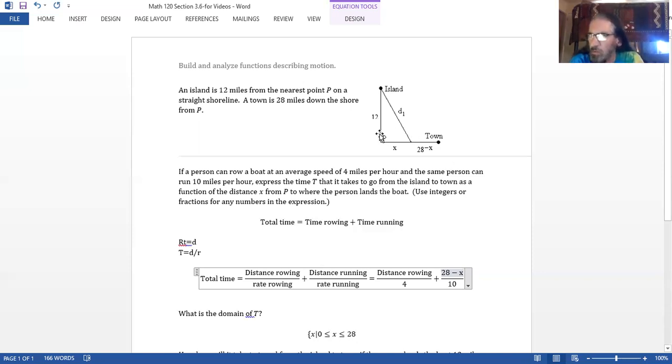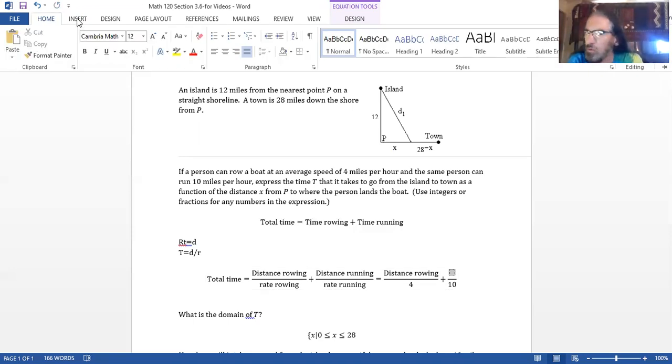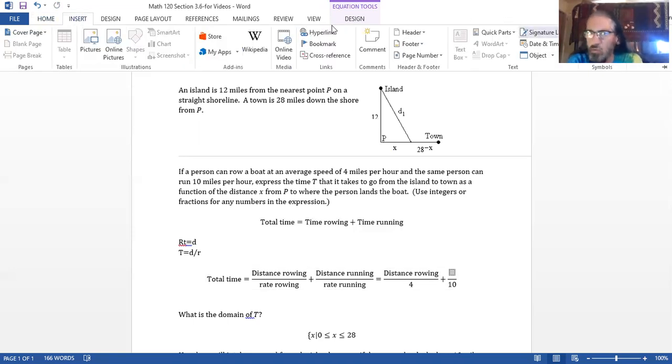So I mentioned that we've got a right angle at point P. This triangle where I'm moving the mouse around is a right triangle. And if we apply the distance formula, then the distance rowed for is the square root of x squared plus 12 squared. And 12 squared is 144. So let me get that typed in a moment.